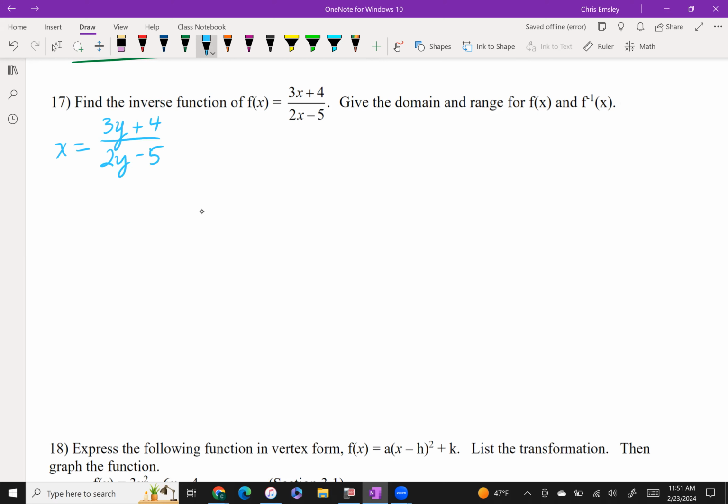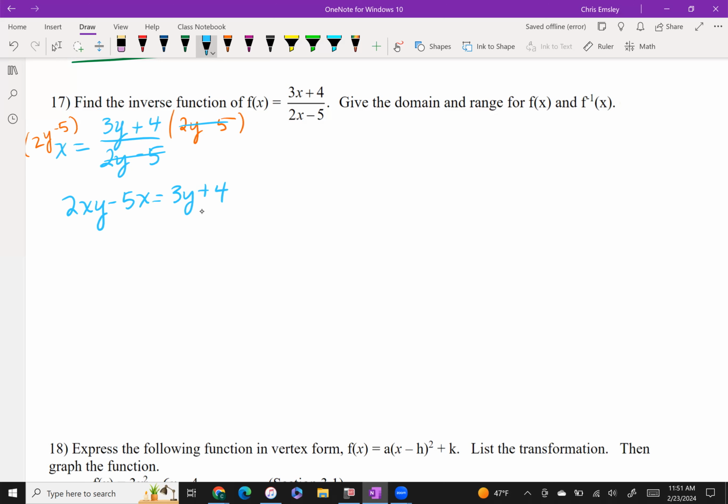We need to first get rid of this fraction. So we're going to multiply both sides by 2y minus 5. On the left, I'm going to go ahead and multiply that x. It's x times 2y and x times negative 5. On the right, they cancel. That's good. The fraction's gone. Keep in mind what we're trying to do. We are trying to solve for y.